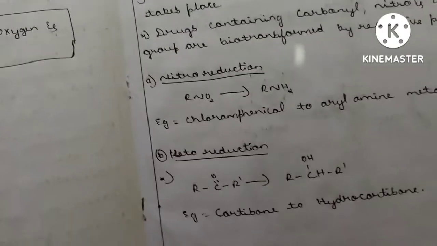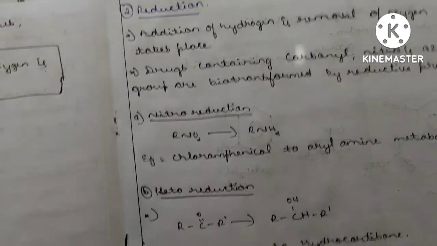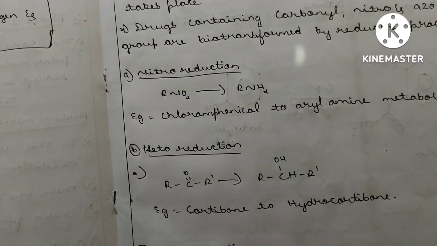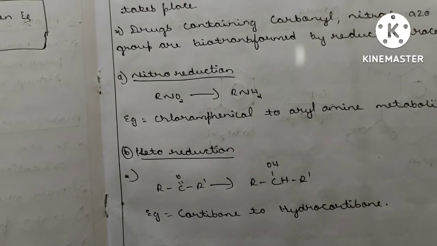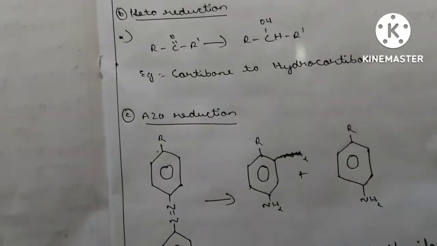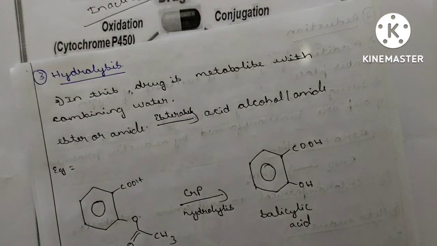Now this one is reduction. Reduction means we are adding hydrogen and removing oxygen. Here also nitro reduction, RNO2: we just add hydrogen to get RNH2. Then keto reduction, azo reduction. All these reductions you will get in the description, you can download that.